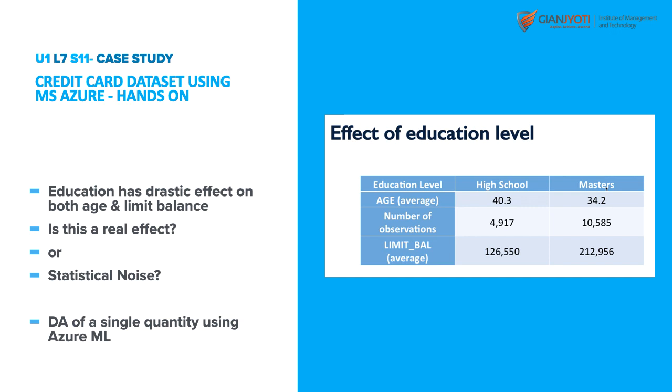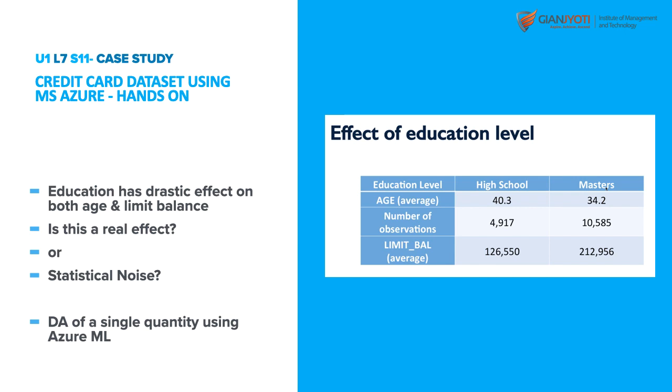Now for that you need to go to the hypothesis. So you have to do the AB hypothesis, and you have to establish whether there is a strong correlation between the education level and the limit balance. For that, we'll do that in the next unit.